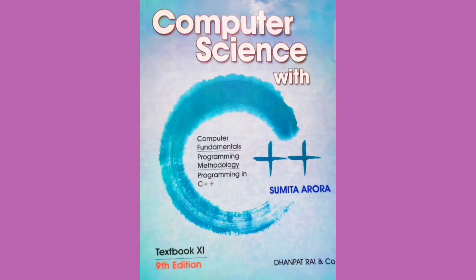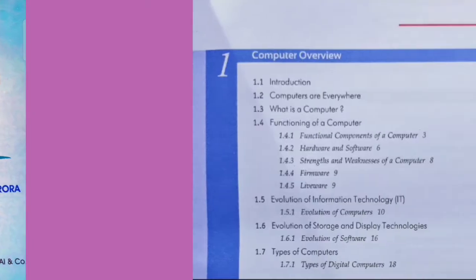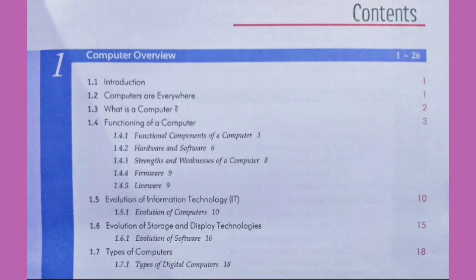So dear students, this is your computer science book which you will be needing for class 11: Computer Science with Computer Fundamentals, Programming Methodology, Programming in C++. It's a textbook of class 11, 9th edition, published by Dhanpat Rai and Company, and the author is Sumita Arora. So you have to get this book. It's a helpful book, so please get it as soon as possible so that when we discuss our class, it will be easier for you to understand. Let's now discuss our syllabus.